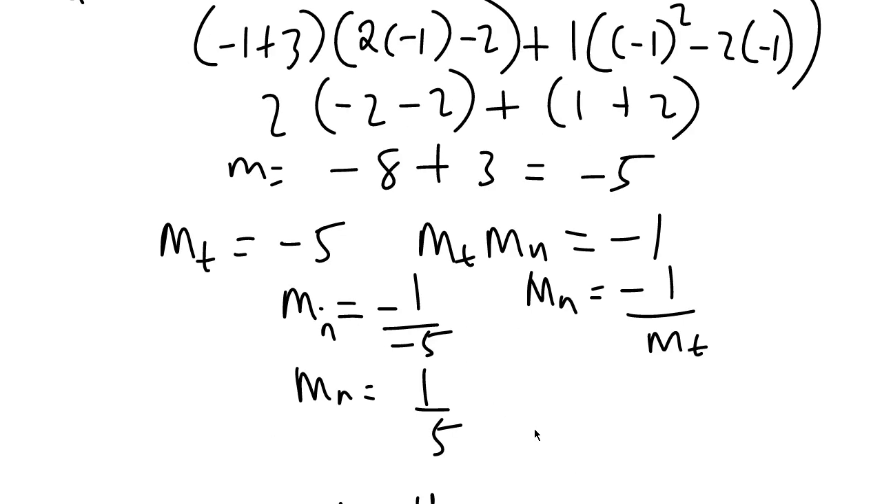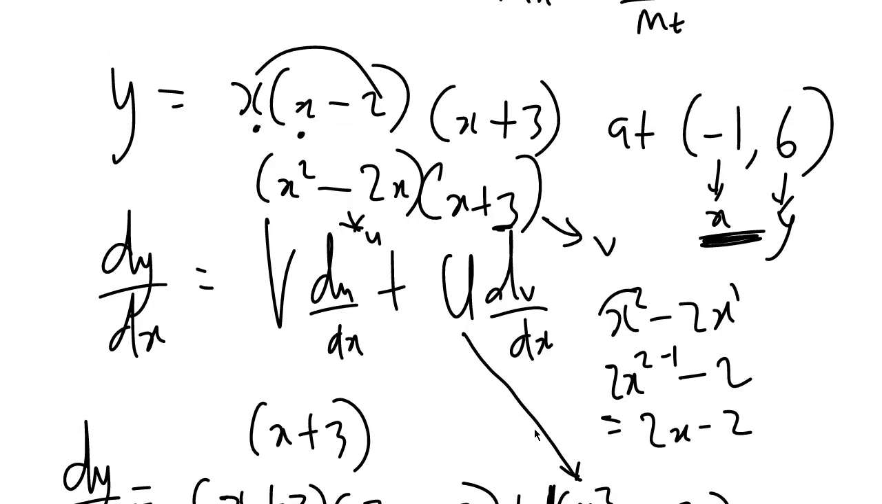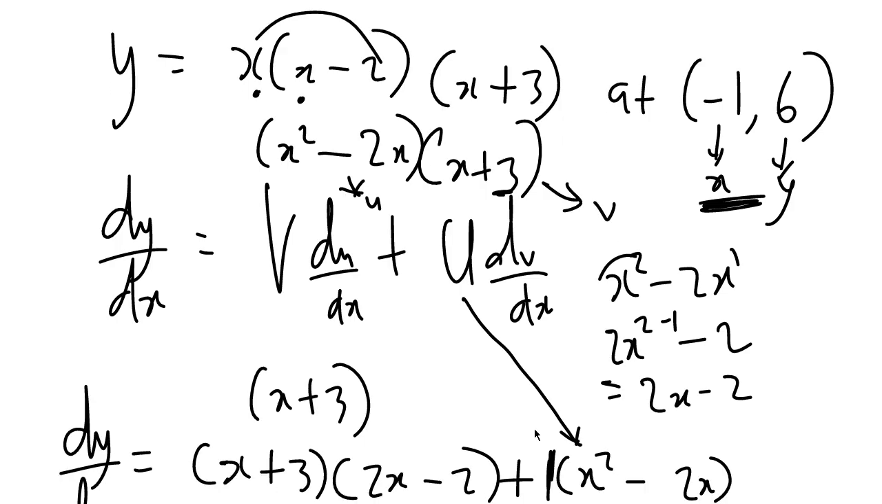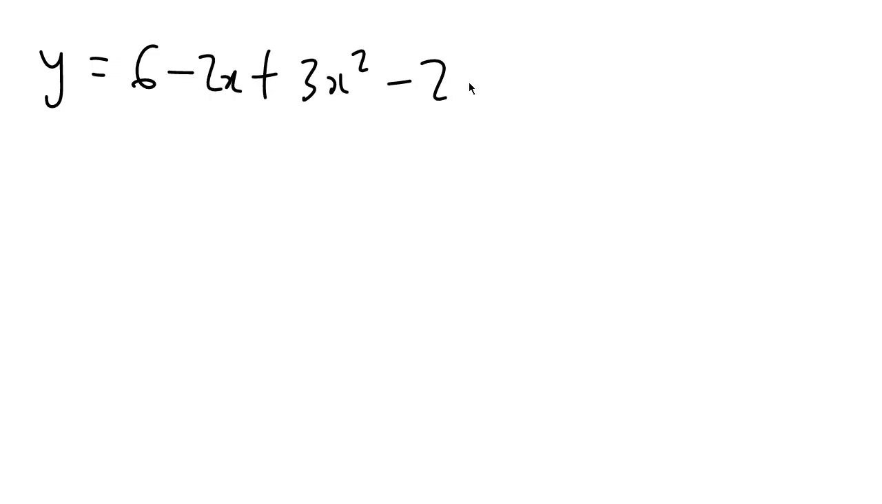This is the equation of the normal to the curve x into x minus 2 into x plus 3 at negative 1, 6. That line that will be perpendicular to the tangent at negative 1, 6. Very simple. So with what I just taught, I want you to attempt this question. And it's made up of 3 questions. And it says, given the curve equation, y equals 6 negative 2x plus 3x squared negative 2x cubed, right?